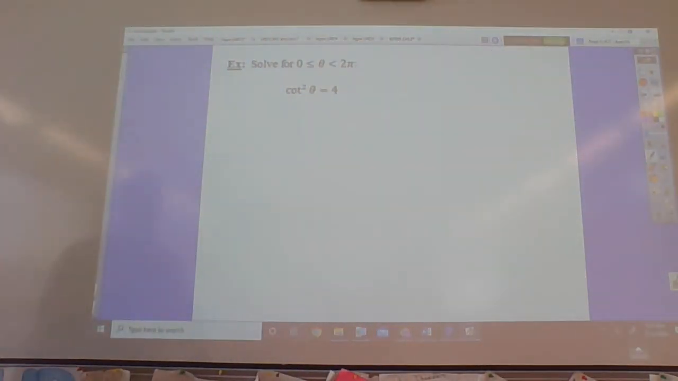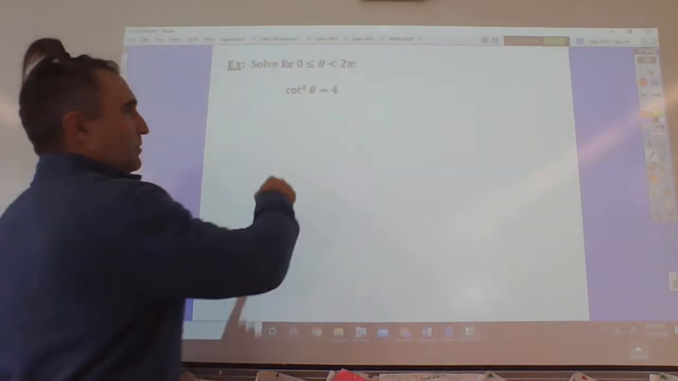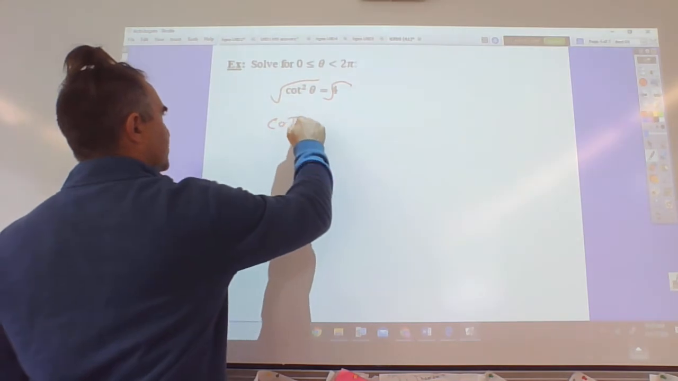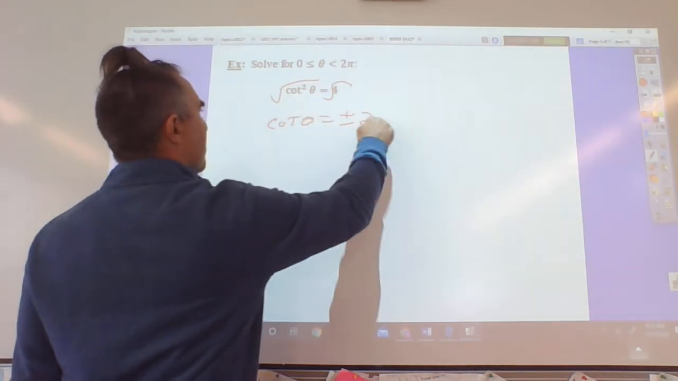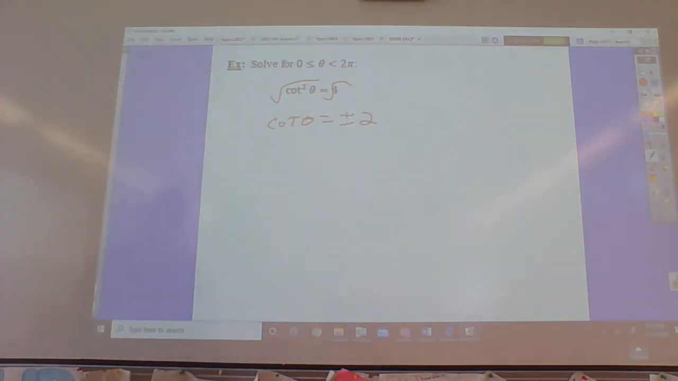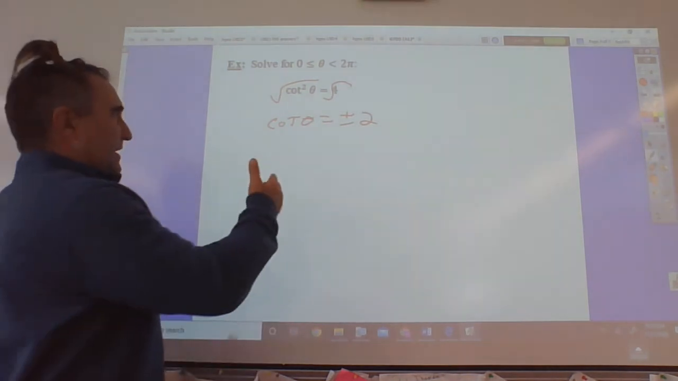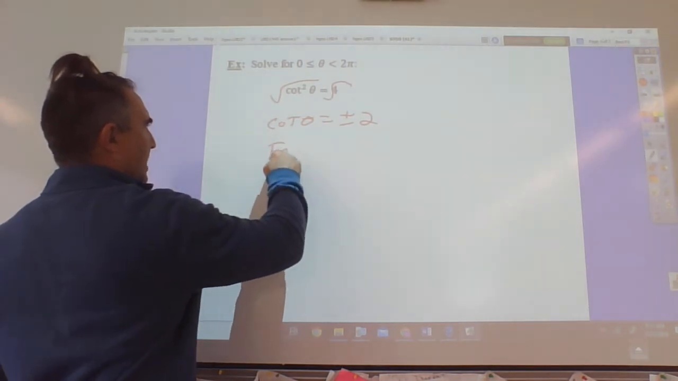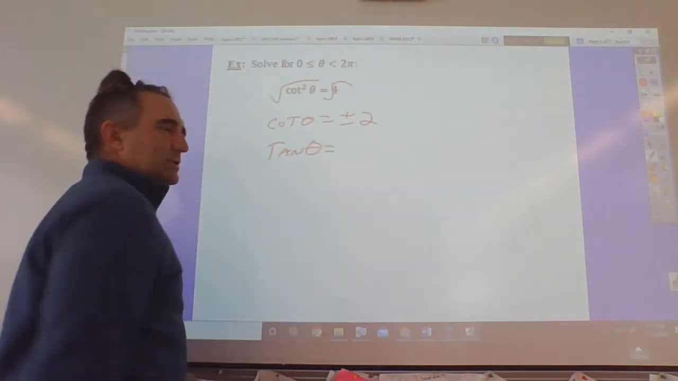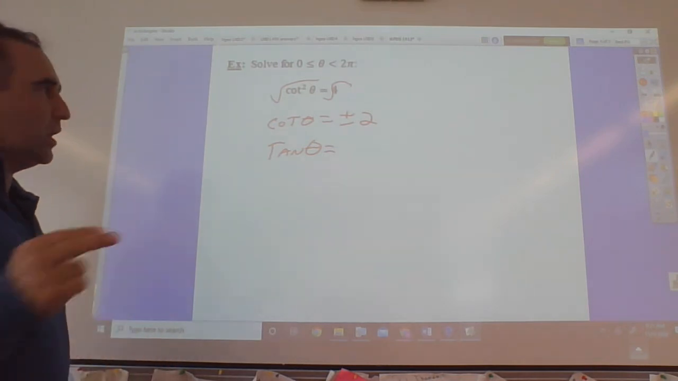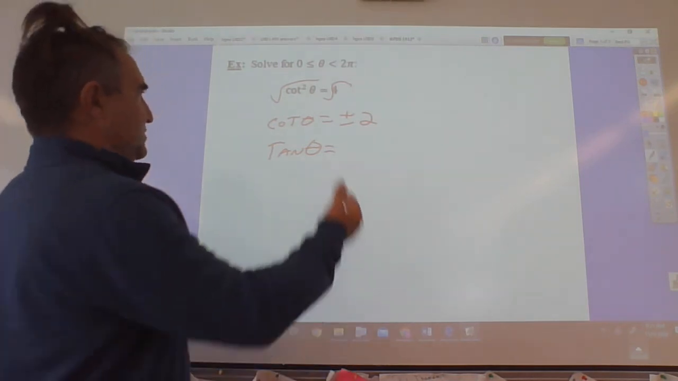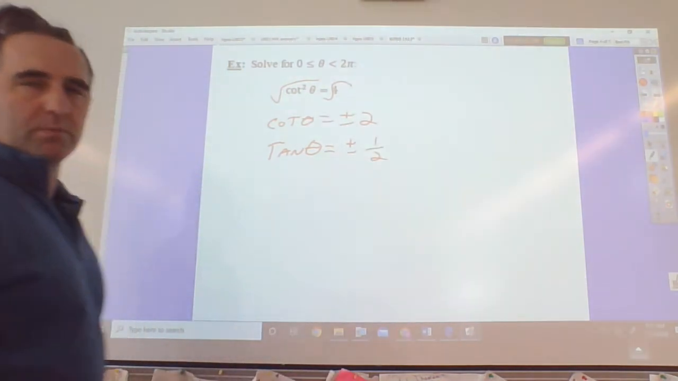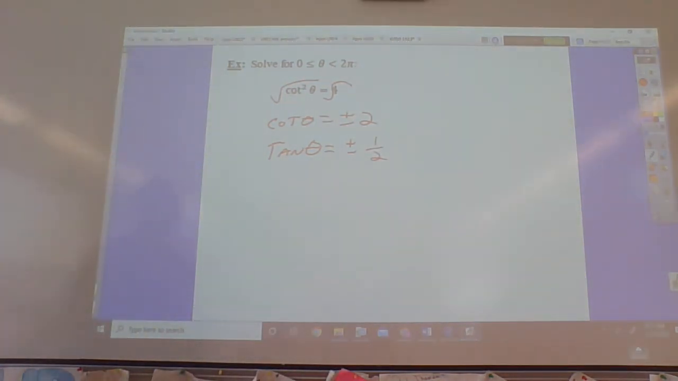All right, so first thing that I would do is I would put a square root in myself, meaning the cotangent of theta is going to be plus or minus 2. All right, and now the next thing I'm going to do is I don't have cotangent in my calculator, so I am going to magically turn it to tangent. You can't just wave your magic wand and turn a cotangent into a tangent. It's the reciprocal of cotangent. So you need to take the reciprocal of 2 as well.